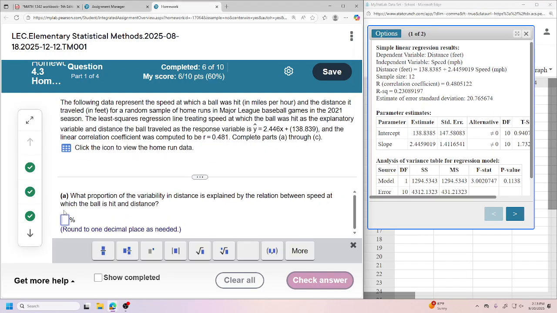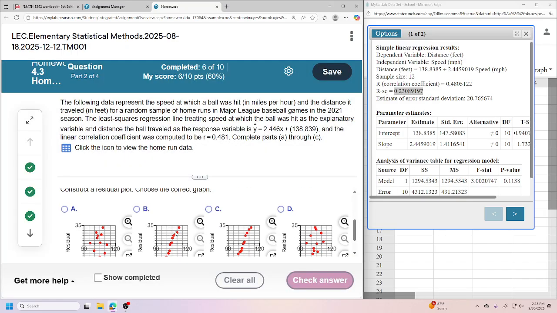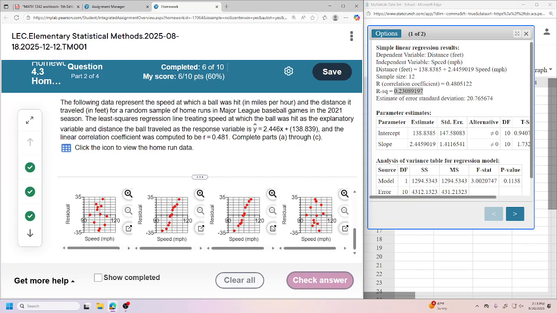All right. It's looking for r squared. R. What would I actually be putting for that? There it is. This number. 23.1 rounded. Sweet, sweet. Now, when you're looking here, what kind of graph are we needing?